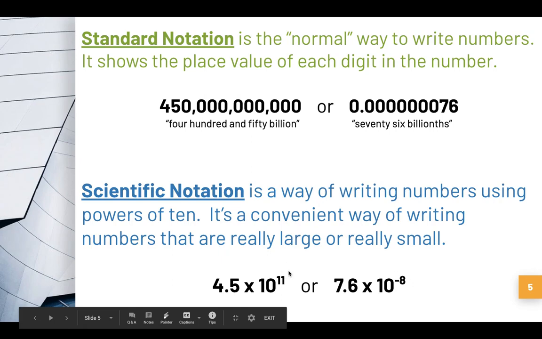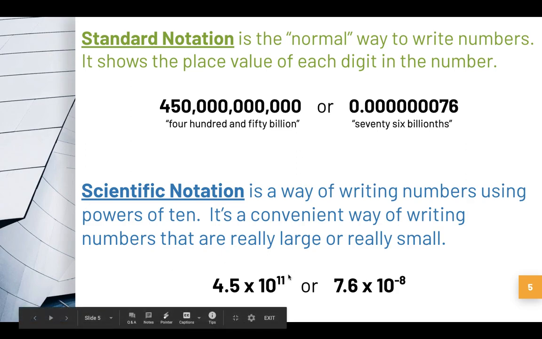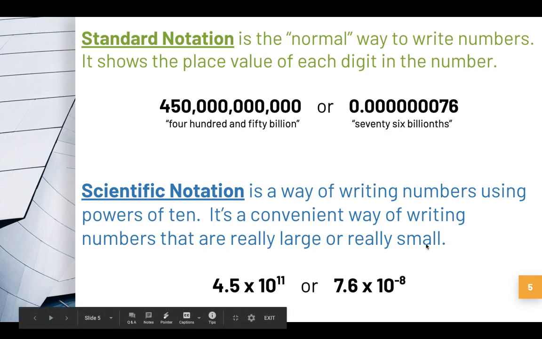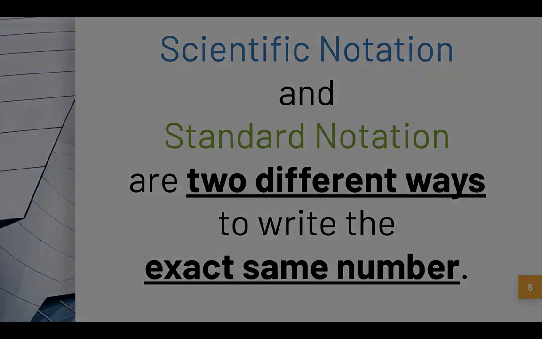Notice the difference of our exponents. One's positive, one's negative, both with a base of 10. When we're looking at numbers that are larger than 1, we use positive exponents. Negative exponents are for numbers smaller than 1. So this is a really, really tiny number. So we use negative exponents, and we'll learn more about that soon. Scientific notation and standard notation are just two different ways to write the same exact number.